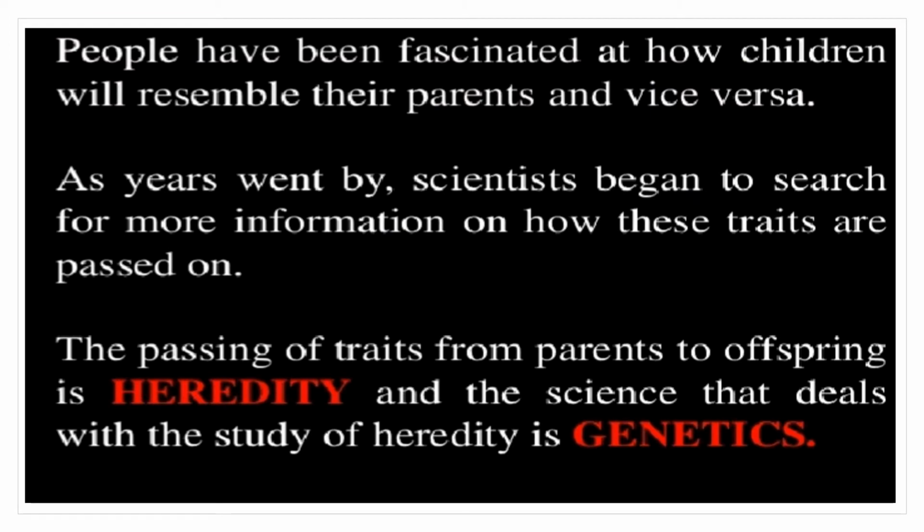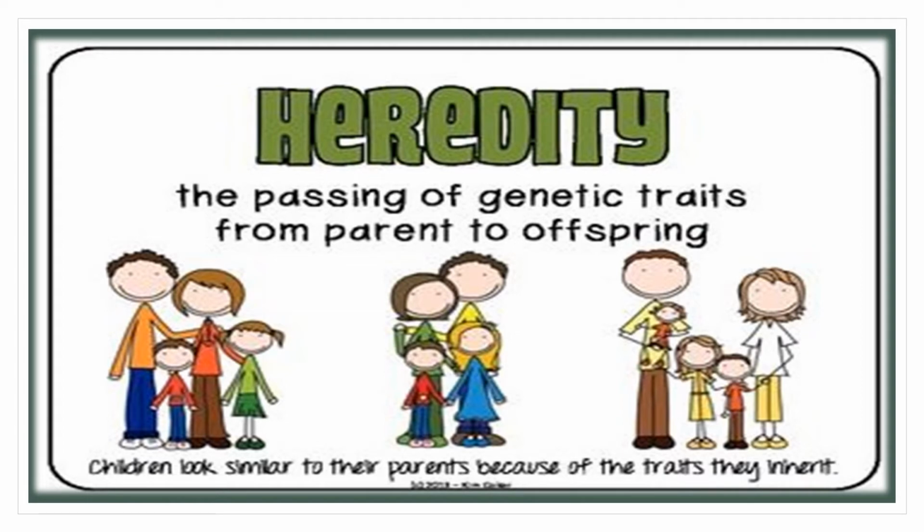So people have been fascinated at how children resemble their parents and vice versa. As years went by, scientists began to search for more information on how these traits are passed on. The passing of traits from parents to offspring is called heredity, and the science that deals with the study of heredity is called genetics. So now let's discuss heredity. Heredity is the passing of genetic traits from parent to offspring.